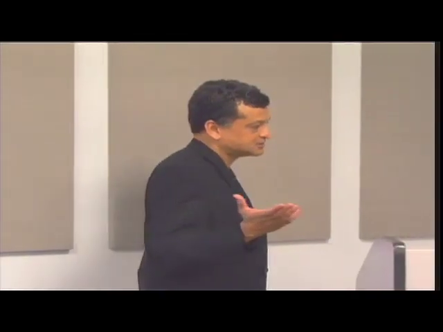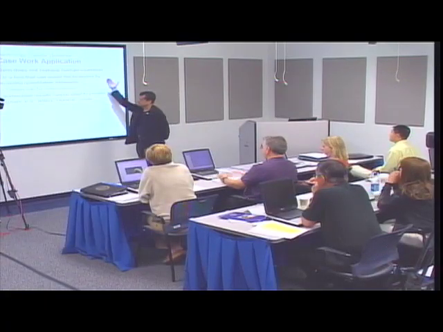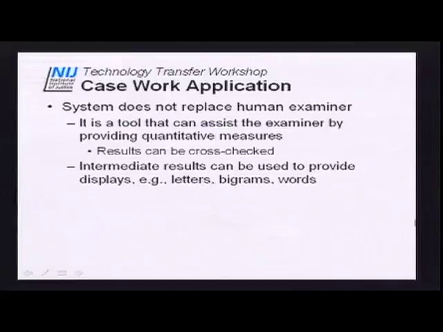I think we went about this casework thing. So we talked about it already. Karen brought this issue up, let me restate it again. The system does not replace the human examiner. It's a tool that can assist the examiner by providing quantitative measures. Results can be cross-checked. Okay, to some extent you can do it. That's what we are driving towards. Intermediate results can be used to provide displays.